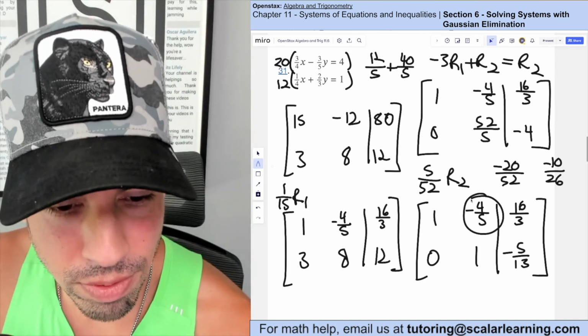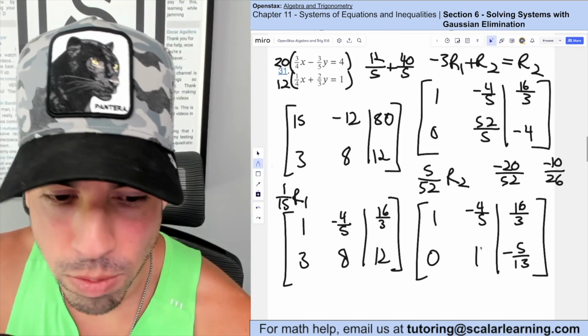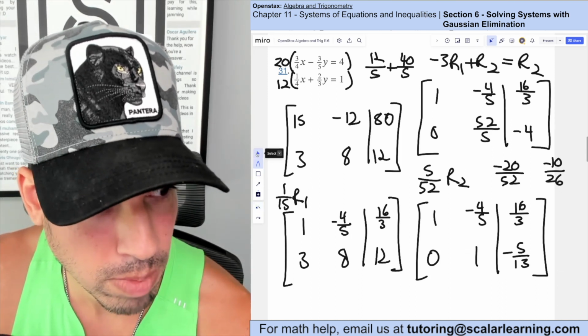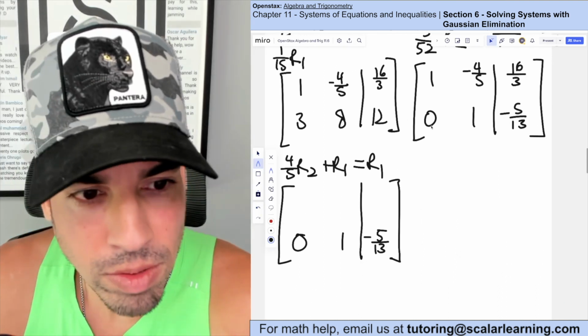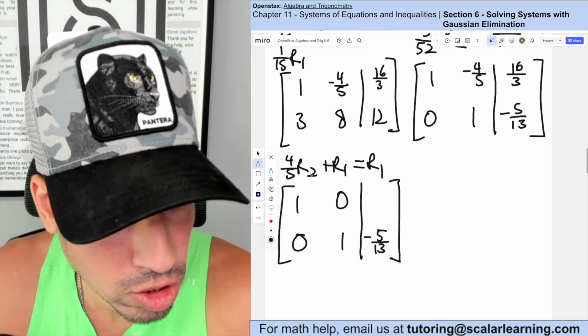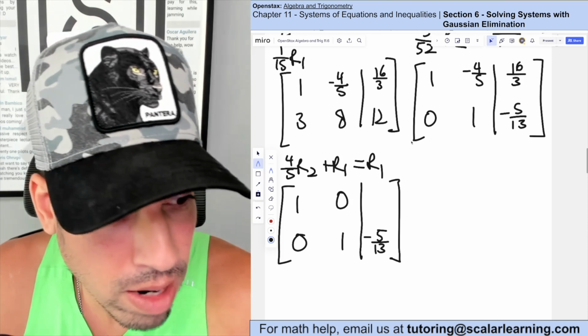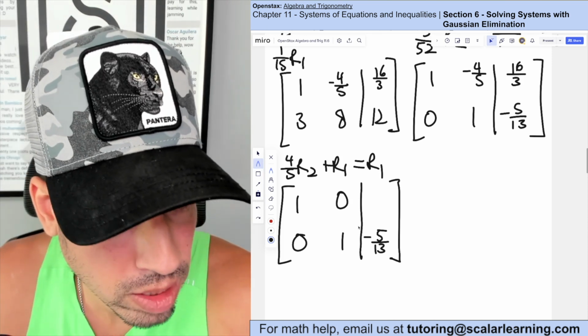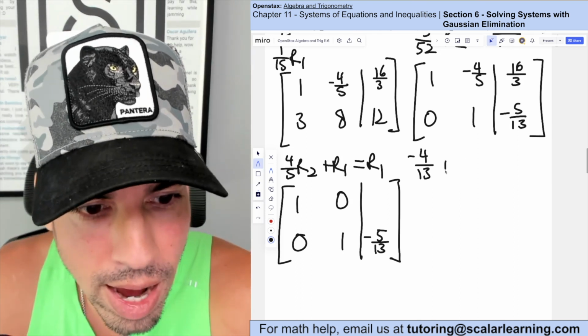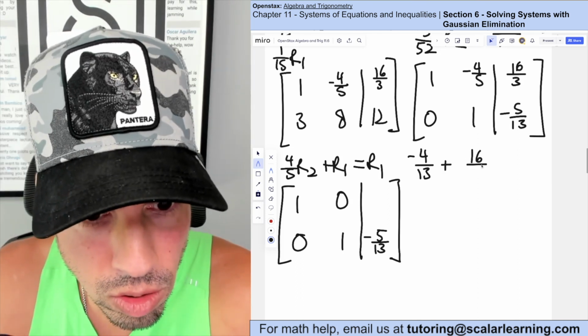Last but not least, we need to flip that to a 0, so I'm going to multiply row 2 by 4/5 and add it to row 1. Let's make some room. All right, so we got 4/5 times 0 plus 1 is 1. 4/5 times 1 plus negative 4/5 is 0. And then we got 4/5 times negative 5 over 13, which the 5s would cancel out, and you get negative 4 over 13. And then we're adding that to 16 over 3.